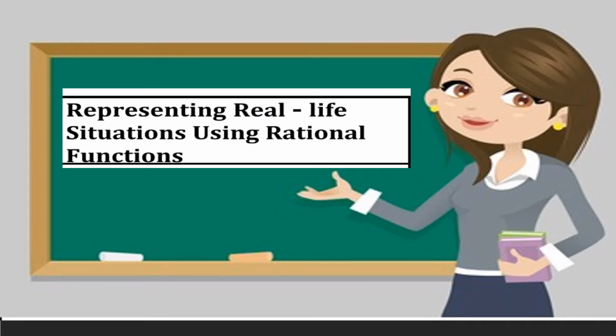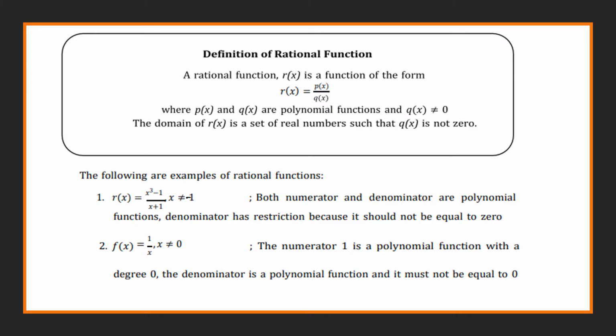So the first topic of rational function is all about representing real-life situations using rational functions. Okay, let us define first a rational function. A rational function, which is given by the symbol or notation r of x, is a function of the form r of x is equal to p of x all over q of x. And take note that p of x and q of x should be polynomial functions, and q of x must not be equal to 0.